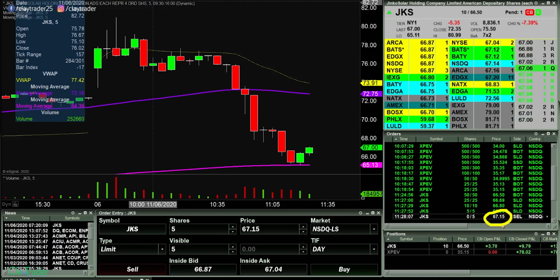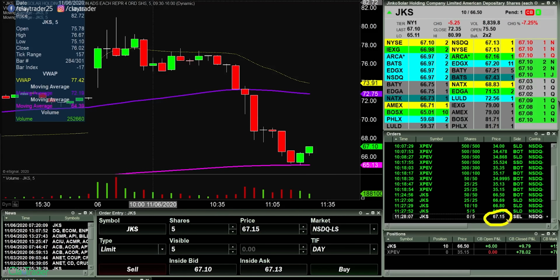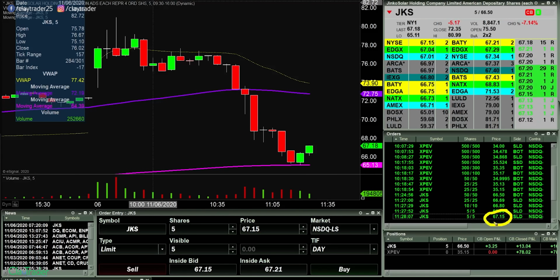Now, will it get up there? I don't know. But if this order here goes from white to green, that means I got filled. There you go. White to green. Now I just got some practice with a limit order. So now I've actually made $13, still have 5 shares left.